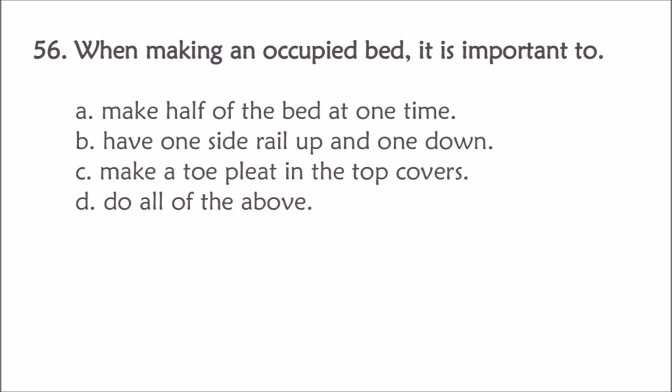56. When making an occupied bed, it is important to A. Make half of the bed at one time. B. Have one side rail up and one down. C. Make a toe pleat in the top covers. D. Do all of the above. The correct answer is D. Do all of the above.